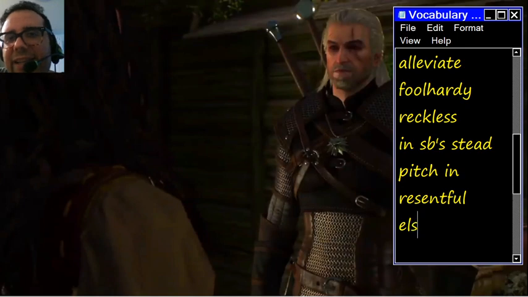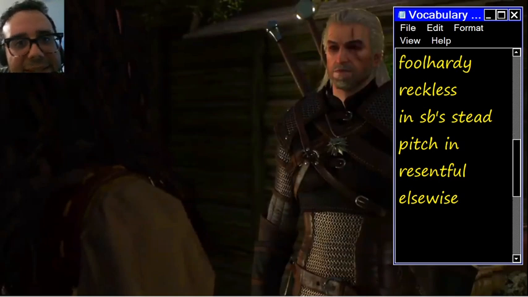Elsewise, again, it is one of those archaic words. In everyday language, we just tend to say otherwise. But it's good to learn these words as well.